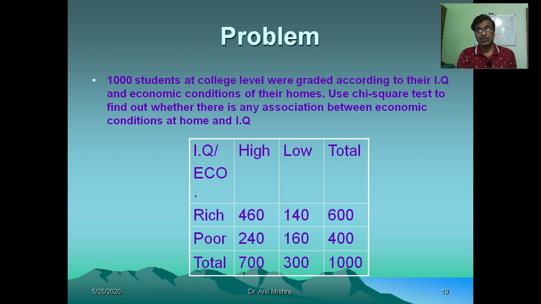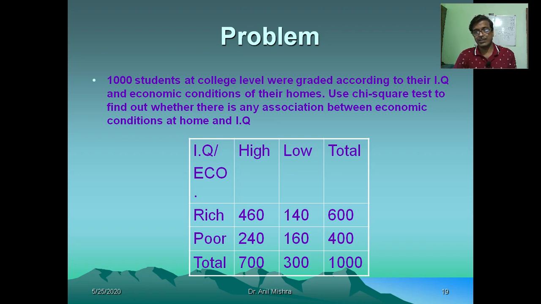The null hypothesis is that there is no relationship. That means both the IQ level and the economic background of the home are completely independent of each other. But the alternate hypothesis is that there is some link between them, that they are not independent of each other.